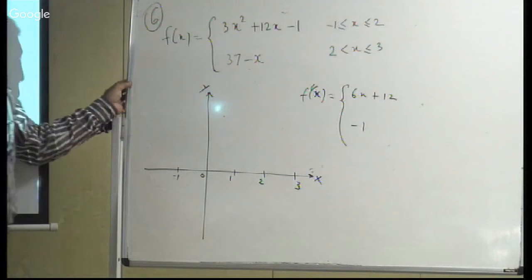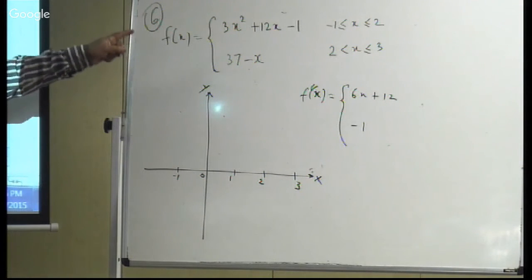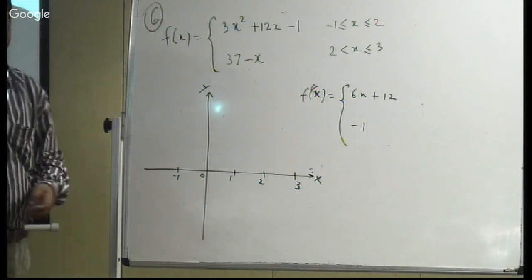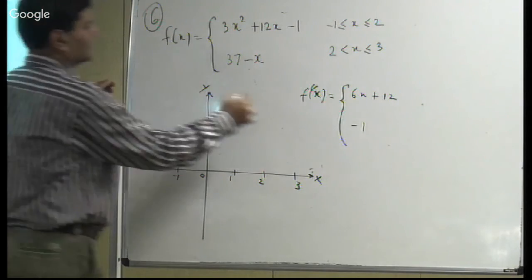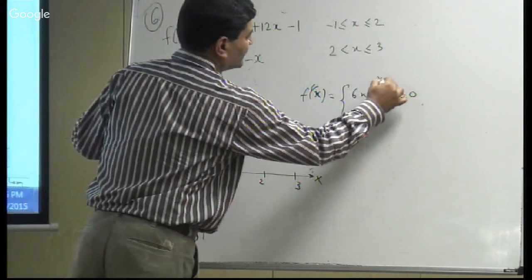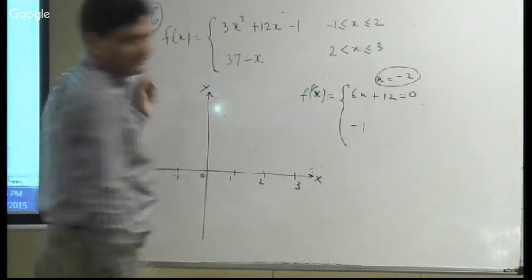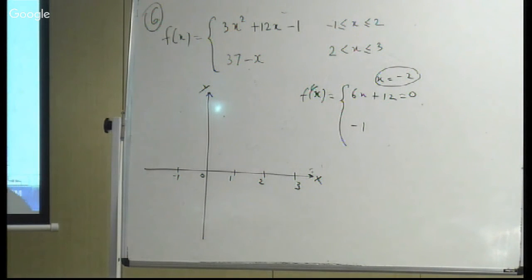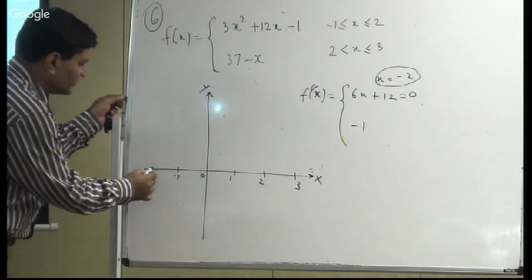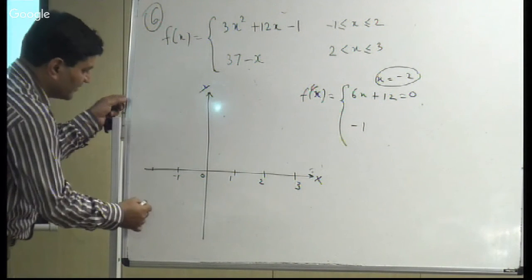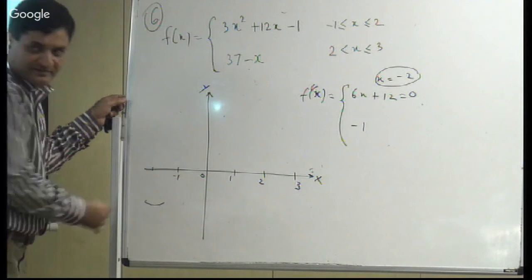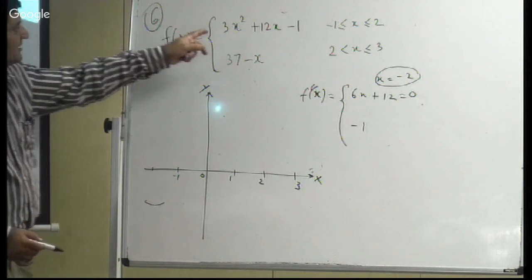Now, what is the value at minus 1? If you find the derivative and equate it to 0, you observe that minus 2 is the turning point. It is a parabola, so the turning point will be at minus 2. Minus 2 is not part of the domain. But we know the function will turn like this. And at minus 1, what will be the value?